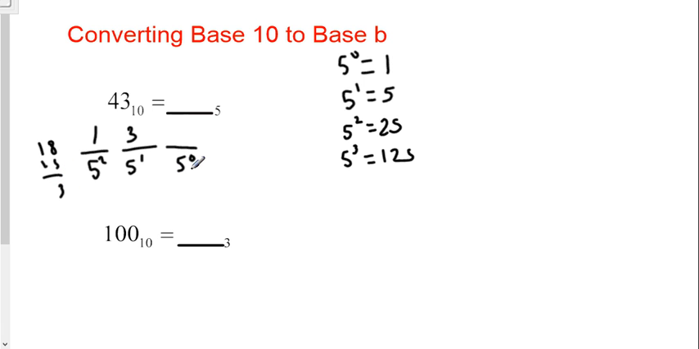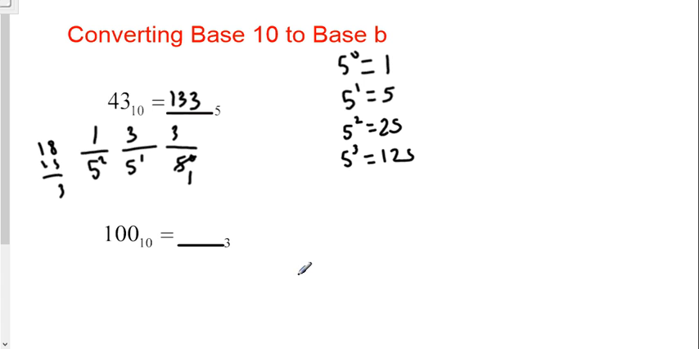How many 5 to the 0s can I take from 3? Well, remember, 5 to the 0 is just 1, so think of 1 there. How many 1s can I take from 3? The answer is 3. So I get 133. So 43 base 10 is 133 base 5.